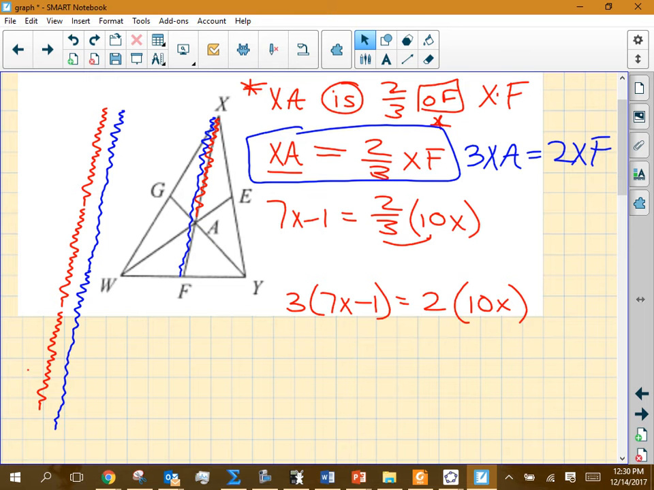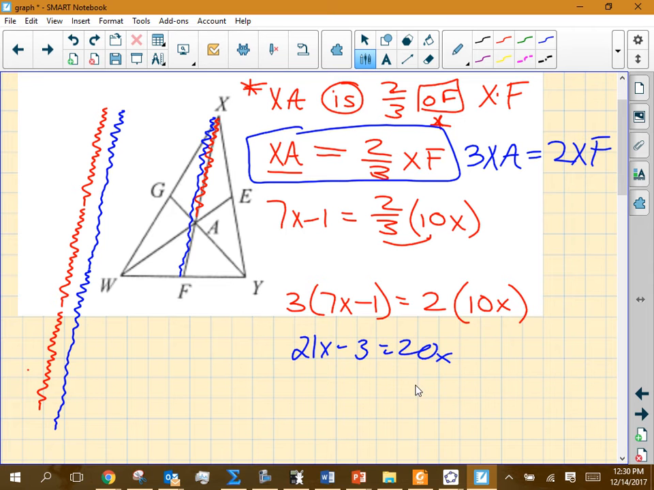Either way you want to look at it is fine. But when we multiply that through, I'm going to get, what, 21x minus 3. 21x minus 3 is equal to 20x. Move my 21x over, so it gives me negative 3 is equal to negative x. X then becomes 3. Okay?